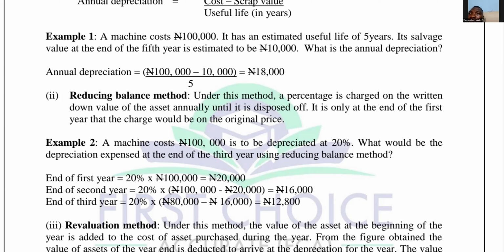That 20,000 will be recognized under our profit or loss account. For the 2nd year, we do 20% of the balance that remains. In the 1st year, we have 100,000, but we have used 20,000 out of it. So 100,000 minus 20,000 gives us 80,000. That 80,000 is the new carrying amount. So you now do 20% of the 80,000. That gives us 16,000.